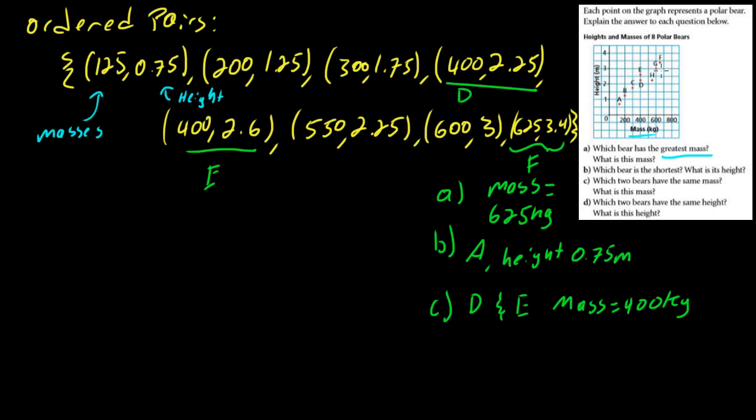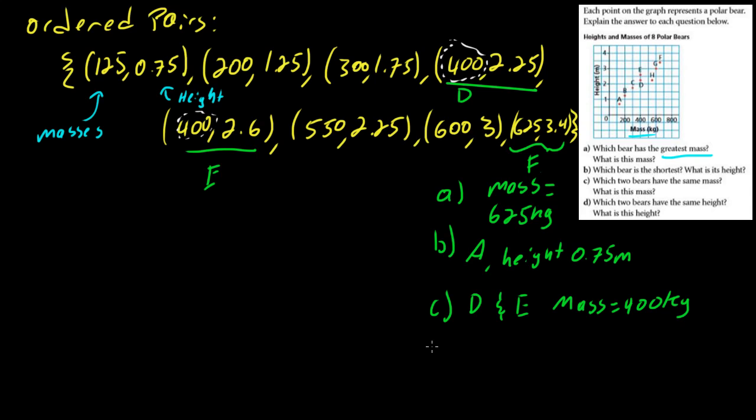A little bit of a side note here. Would this be considered a function? We should be able to figure out that since they have the same domain value of 400, but two different range values, so this 400 here and this 400 here, this would not be considered a function. No, the question doesn't ask that, but that's okay.